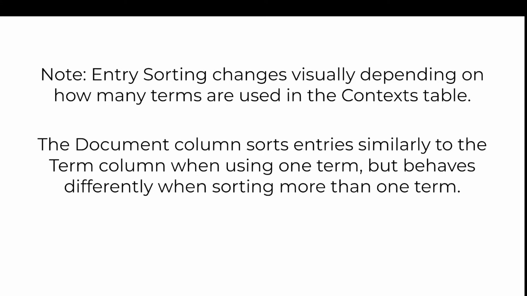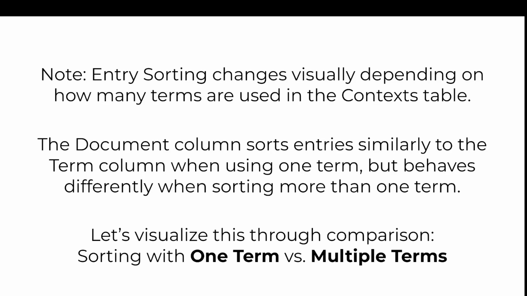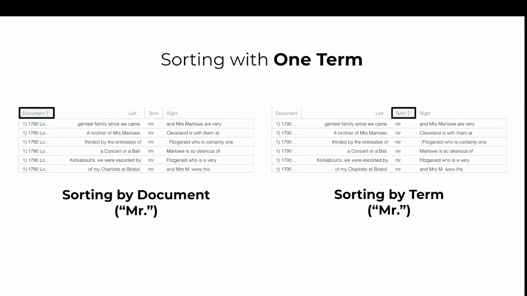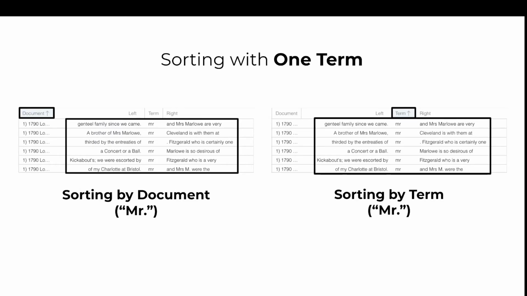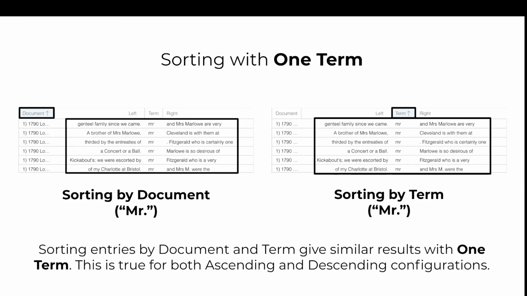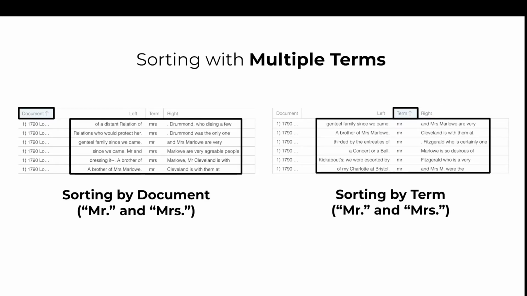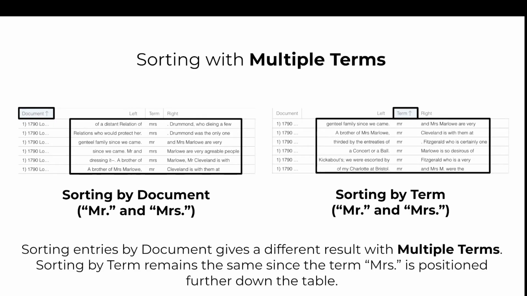The document column sorts entries similarly to the term column when using one term, but behaves differently when sorting more than one term. Let's visualize this through comparison, sorting with one term versus multiple terms. Sorting entries by document and term gives similar results with one term. This is true for both ascending and descending configurations. Sorting entries by document gives a different result with multiple terms. Sorting by term remains the same since the term misses is positioned further down the table.